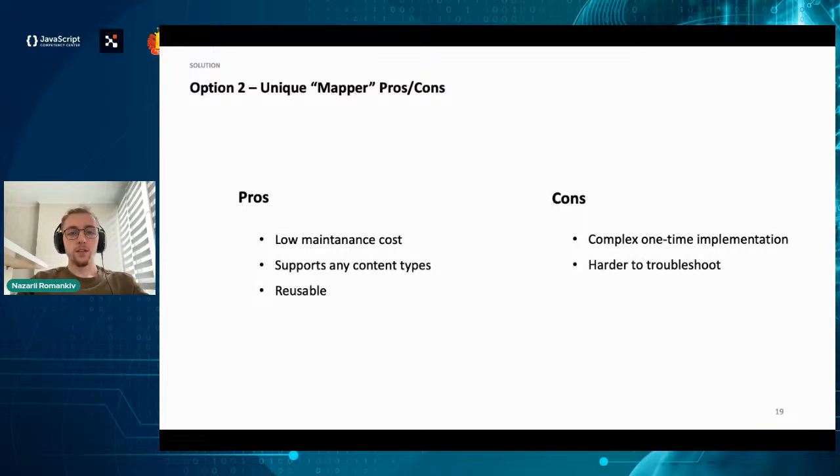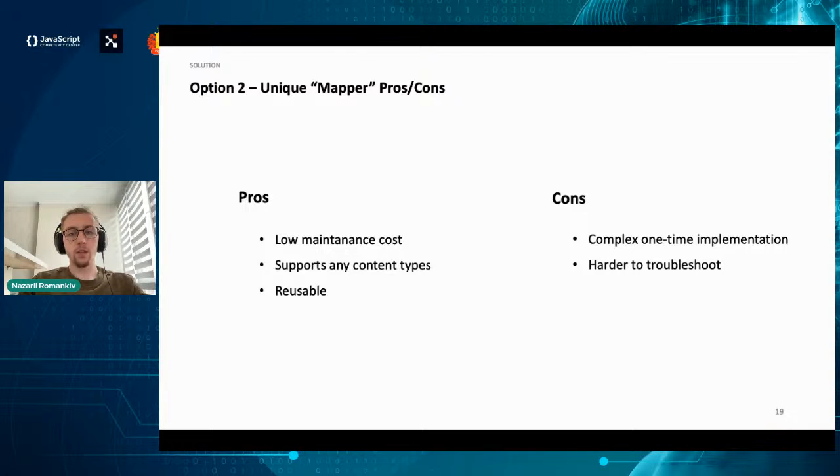Apparently, it's a problem of this solution that it's a complex one-time implementation, right? It will be harder to troubleshoot because it will be a more abstract algorithm that can traverse any content item. But we have really big benefits in this solution.